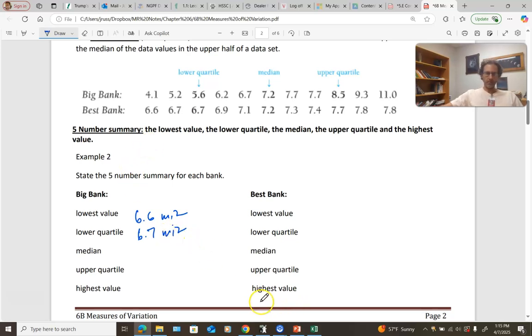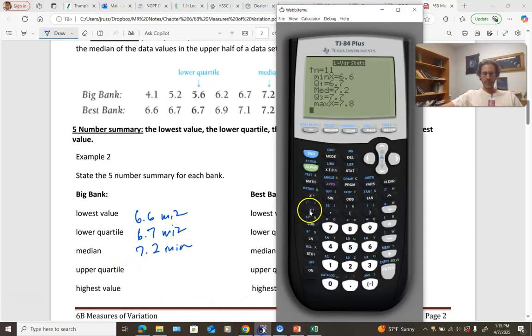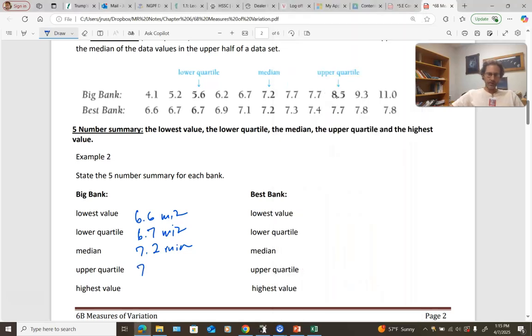The median, well, I remember that was 7.2 minutes. And then the upper quartile, if I look back at my calculator, it's Q3, it's 7.7 minutes. Okay, and then the highest value is 7.8. So you can get this 5-number summary from the calculator. You just have to put in your data set. And then we'll record these for Best Bank as well.